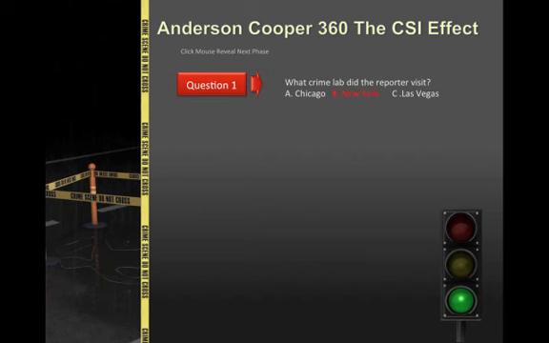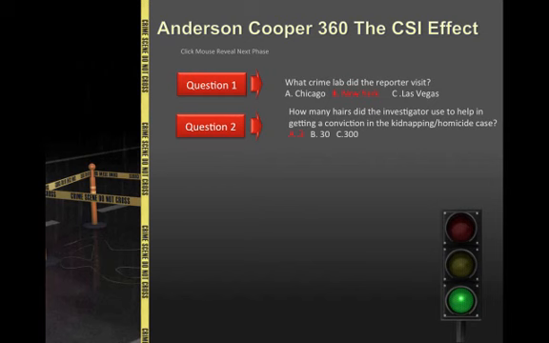It's B. New York. How many hairs did the investigator use to help in getting a conviction in the kidnapping homicide case? A. 3, B. 30, C. 300. Clear as day, we heard her say 3.